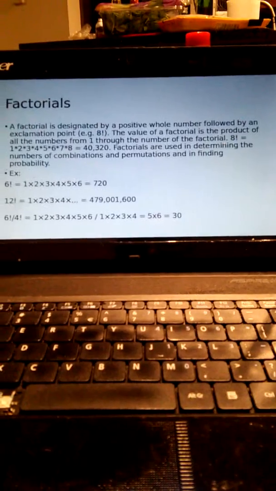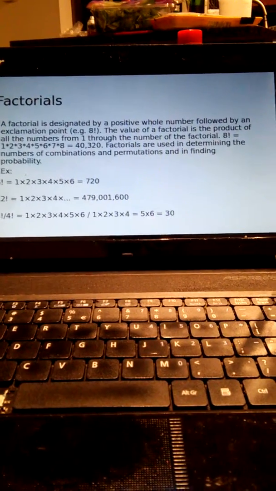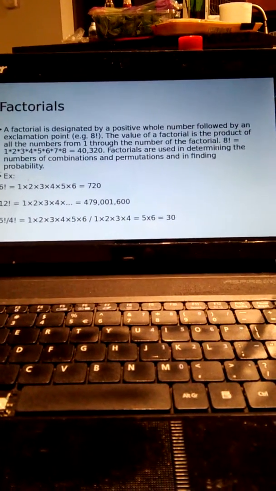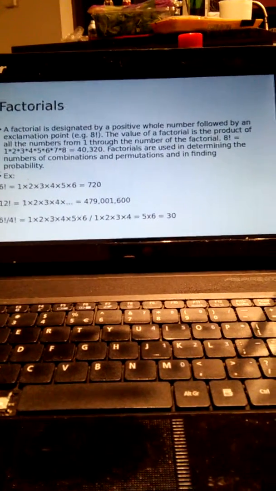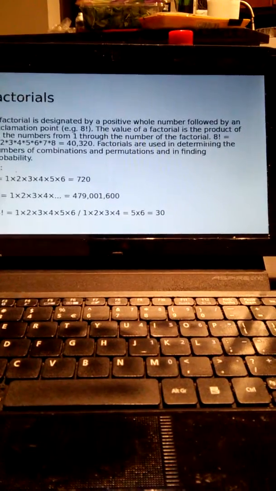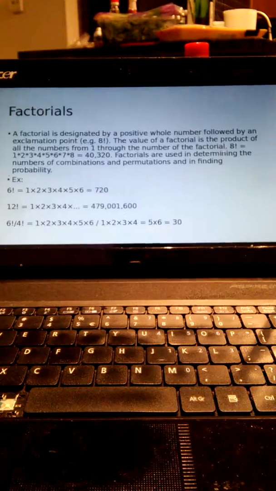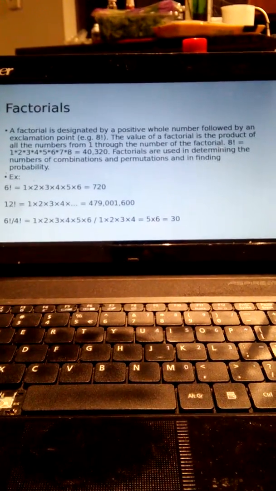So for the first example, you have 6 exclamation point, and basically what that means is you just count up, multiplying up to the next positive whole number. So you have 1 times 2 times 3 times 4 times 5 times 6 equals 720.